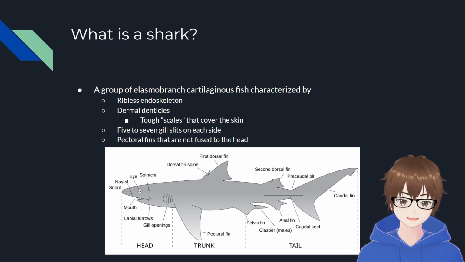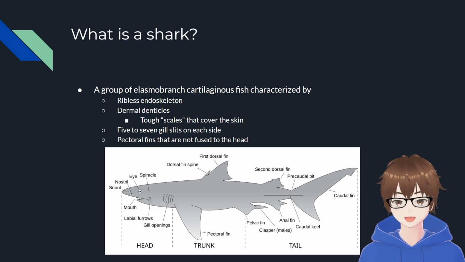So, what is a shark first off? What would we consider the definition for one? A shark is a group of elasmobranch cartilaginous fish characterized by a ribless endoskeleton, dermal denticles, which are just tough scales that cover the skin. Then they have 5 to 7 gill slits on each side of their body. And their pectoral fins, or their fins right here, are not fused to the head. You can also look here at this, but we'll look more into the head, trunk, and tail of the shark later.